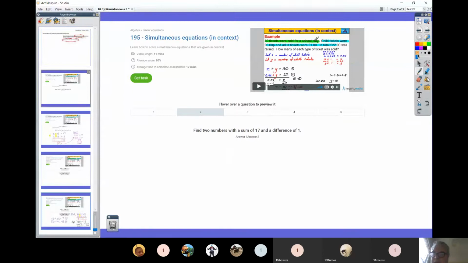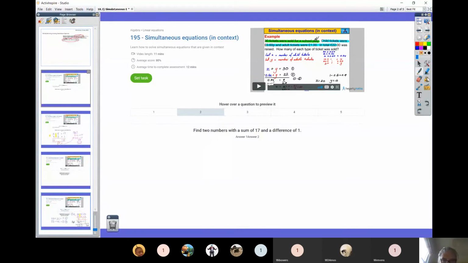So looking at the Hegarty Maths exercise that you're going to be doing, it's going to be number 195. What I've done here is pick out the two typical types of questions that crop up. I think numbers 1 and 2 tend to be a bit like this. They just give us this fact. Find two numbers which when you add them up you get 17, but the difference between them is 1.